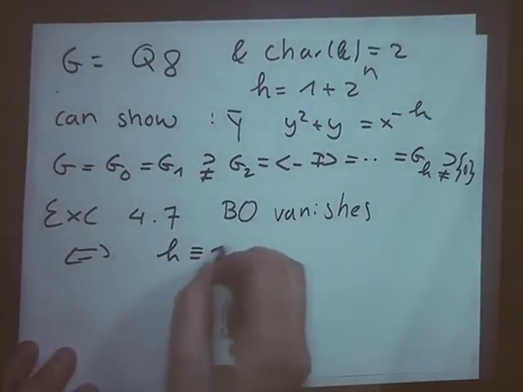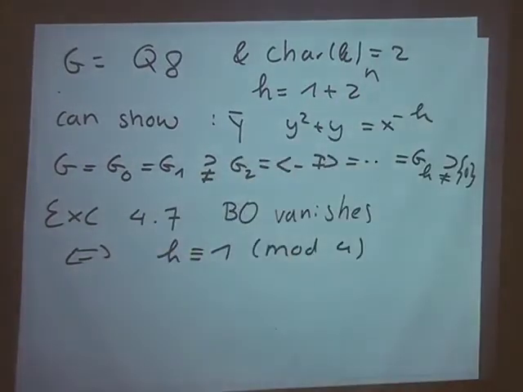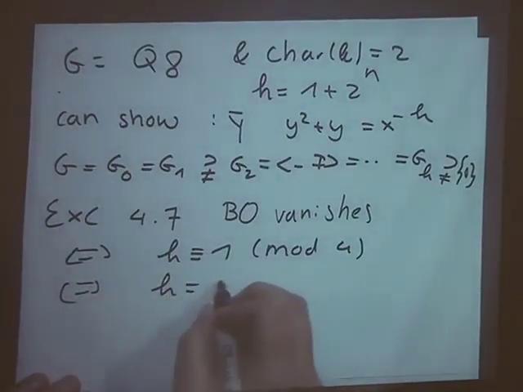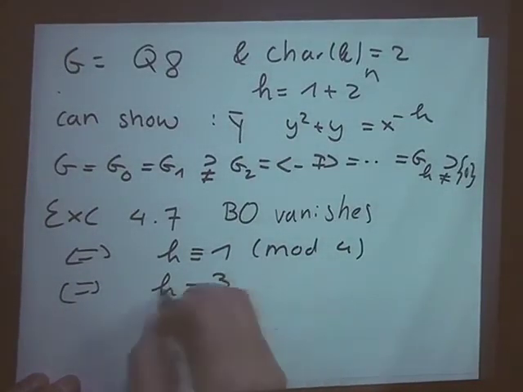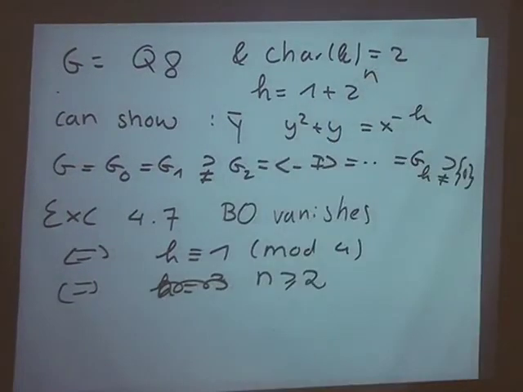Okay, so the Bertin obstruction vanishes if and only if h is congruent to 1 modulo 4. And since h is given by 1 plus 2 to the power n, there's only one case where it doesn't vanish, namely n is 1, and as soon as n is at least 2, of course it vanishes.